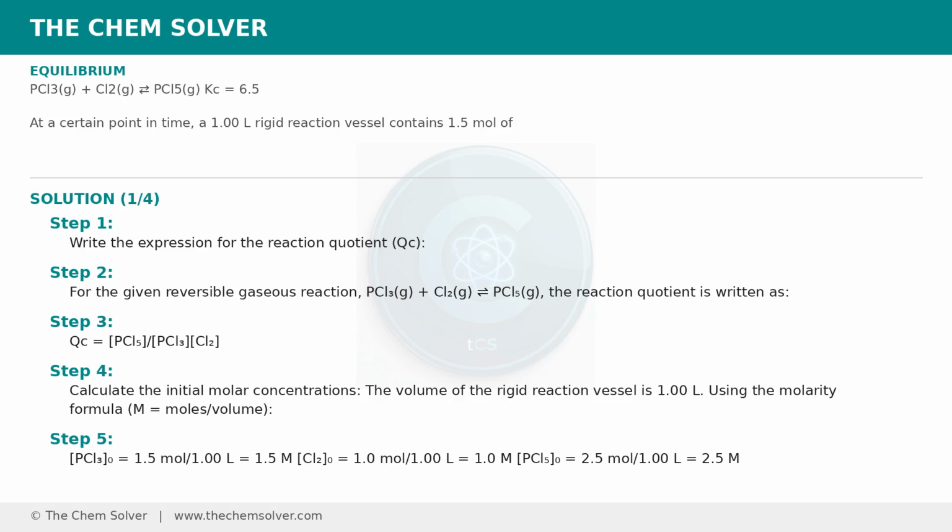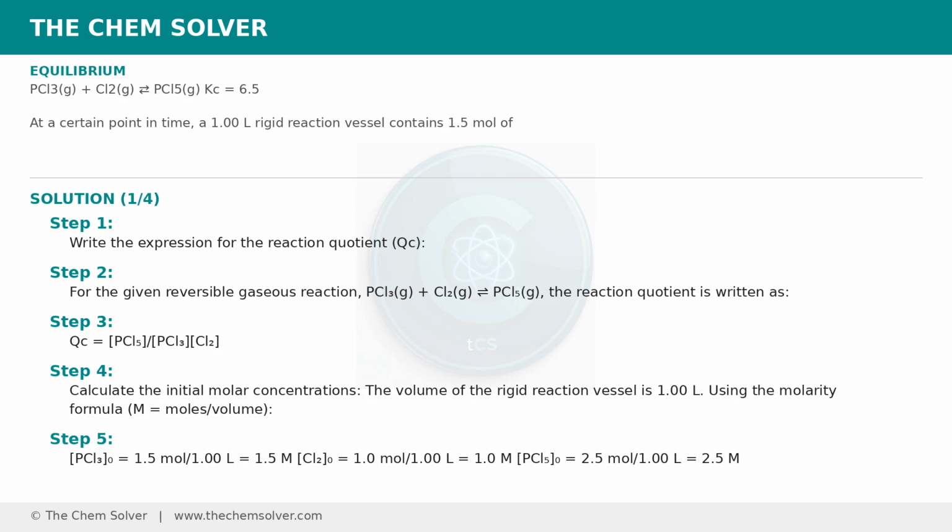Write the expression for the reaction quotient, QC, for the given reversible gaseous reaction. PCl3 plus Cl2 is in equilibrium with PCl5. The reaction quotient is written as QC equals [PCl5] over [PCl3][Cl2].